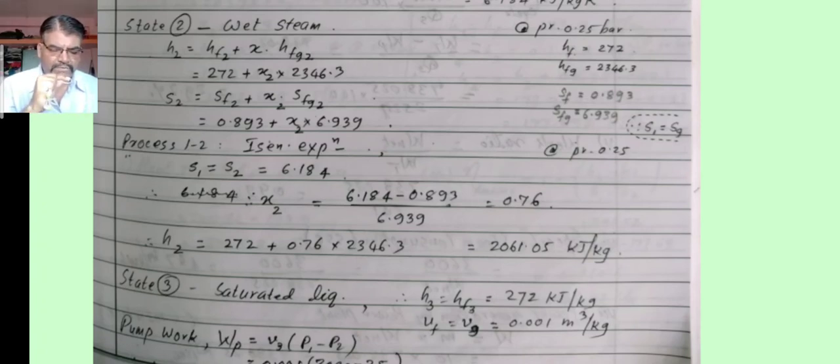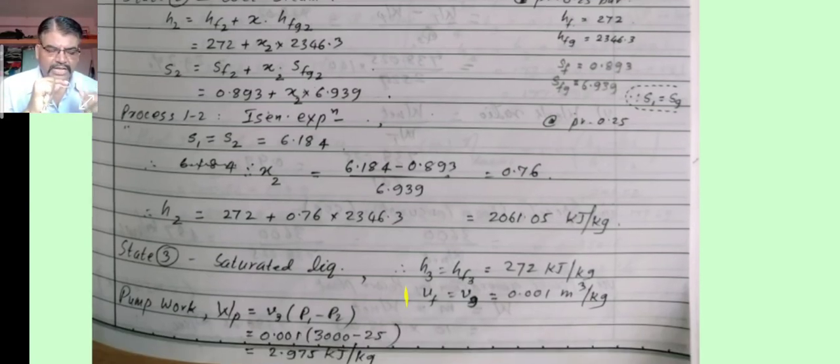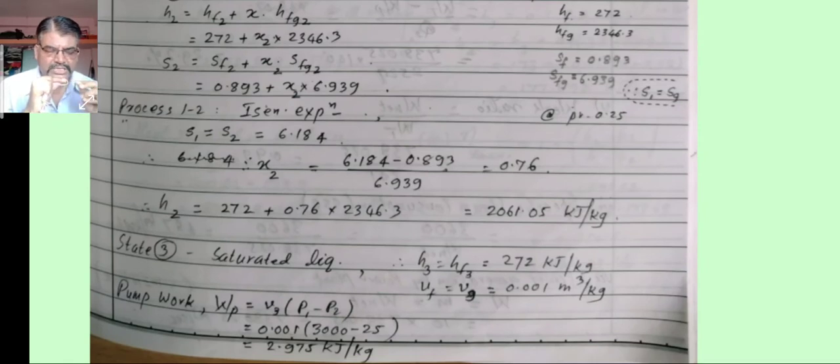So by putting the values of SF2 and SFG, S1 is nothing but S2, because as the process is isentropic, therefore entropy remains constant. It means the value of S1 is nothing but the value of S2. So we have the value of S1, that is Sg, which is nothing but S2. Therefore by putting the corresponding values, we can find out the dryness fraction at point 2.